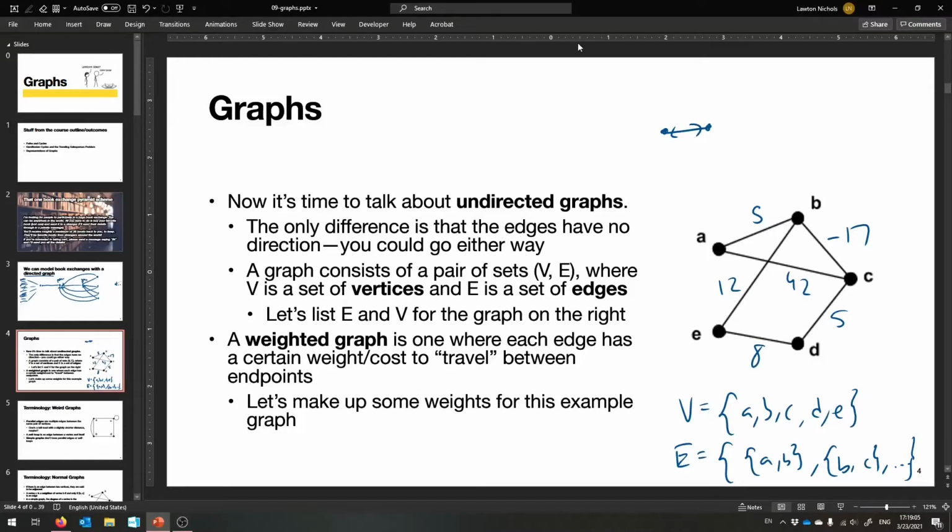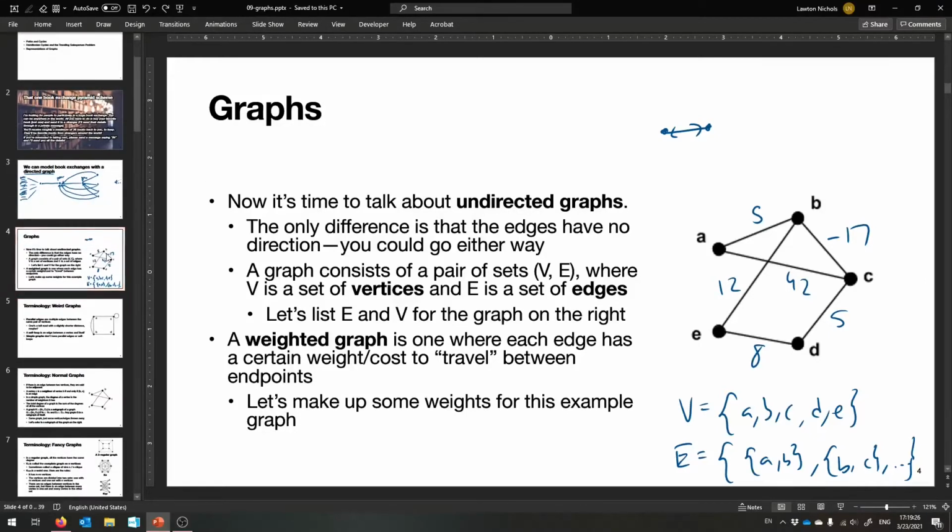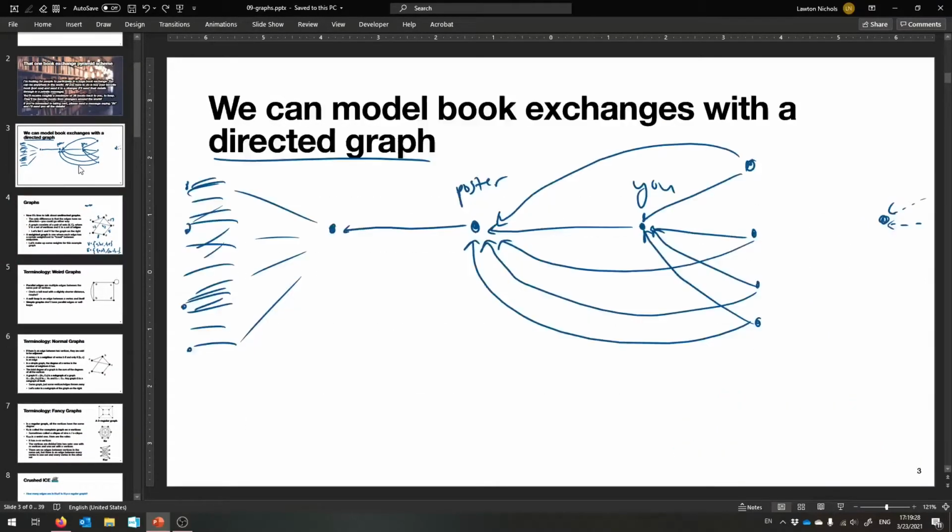So you can make up weights for each of these edges. Like this one costs 42 to travel. So if I want to go from here to here to here along this path, it's going to be 25 total cost. Okay, that's the idea. Hopefully that makes sense. So yeah, that's graphs. It's a nice little high-level concept that you can use to model things with, like pyramid schemes.